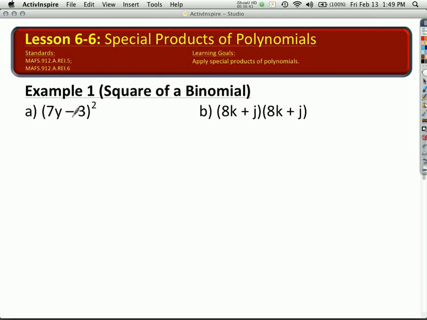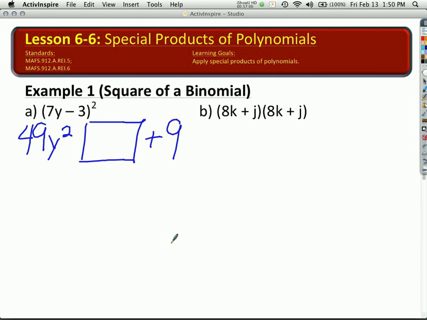So, figure it out. Square the first term means square the number, square the letter. 49y squared. We know that there's going to be a middle term, but let's hold off on that for a moment, and let's do the last term. Square the second. 9. This is always going to be plus. Now the middle term. Multiply these two together, and then double it.